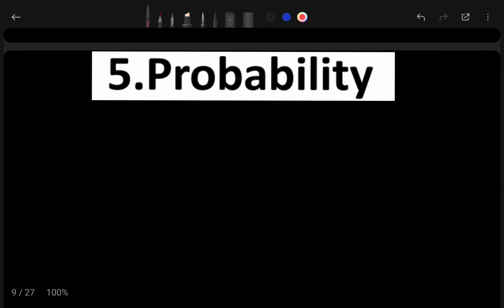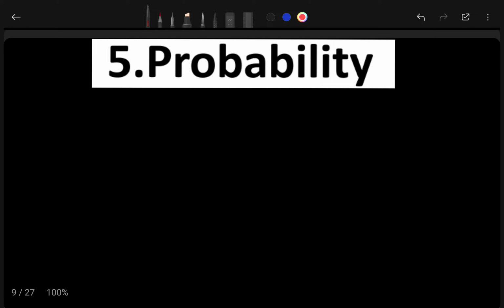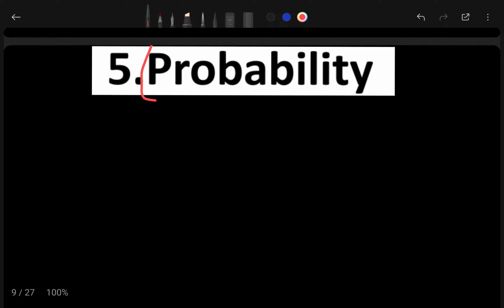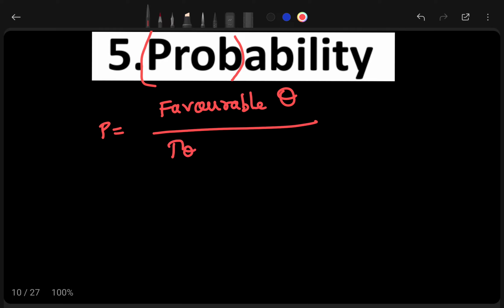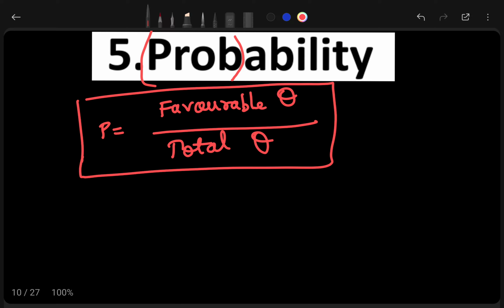Okay, now we shall go for the next concept, probability. Probability, simple, dude. Probability consists of just one formula. Probability equal to favorable outcomes by total outcomes. Okay, this is the formula that is used in probability. Favorable outcomes by total outcomes.